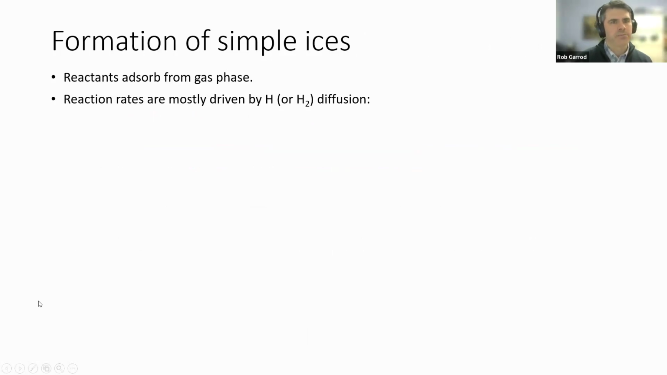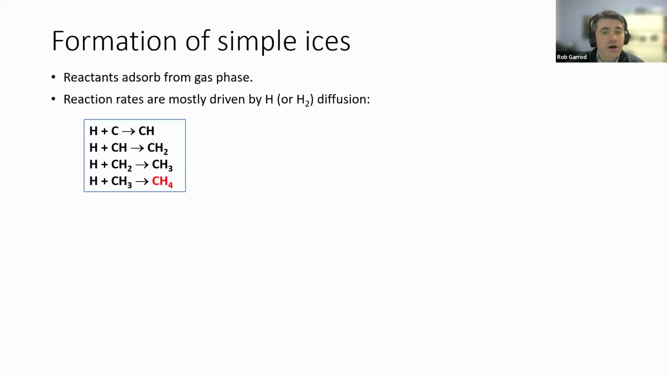All right, so let me finally say a few things about how we form simple ices in terms of reactions. The reactants adsorb from the gas phase. Reaction rates are mostly driven by hydrogen diffusion, sometimes H2 diffusion. Even in the Monte Carlo models, we form H2 on the grains. We just don't adsorb it from the gas.